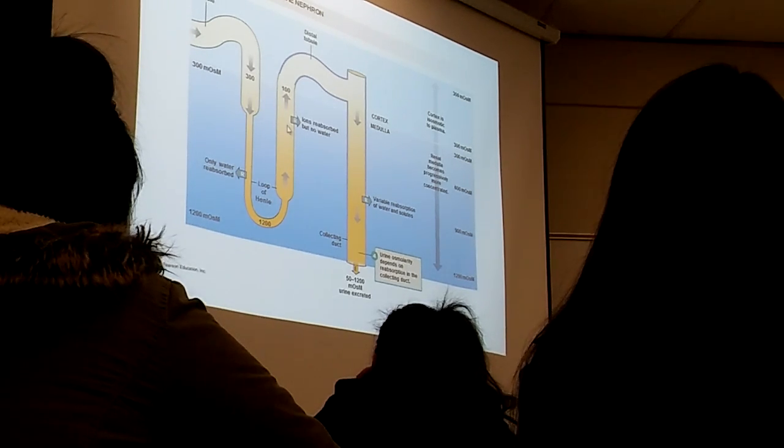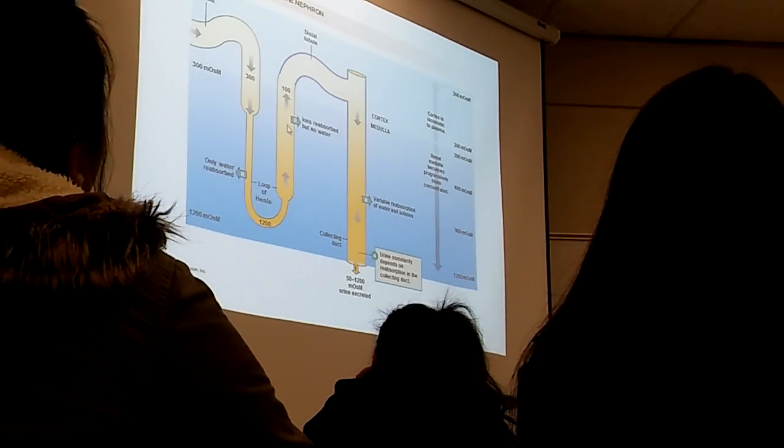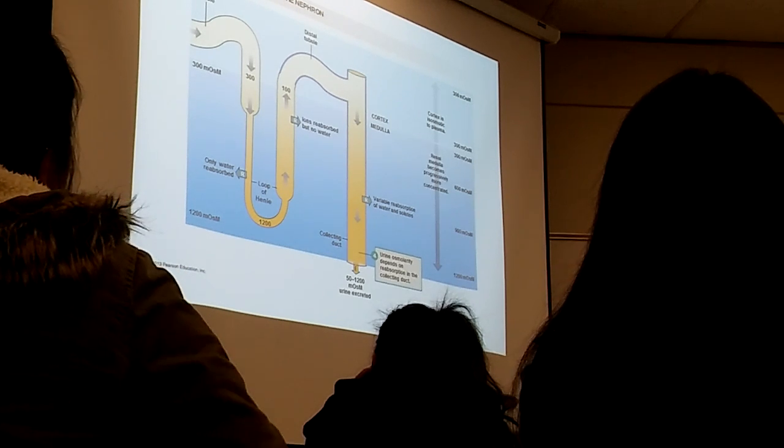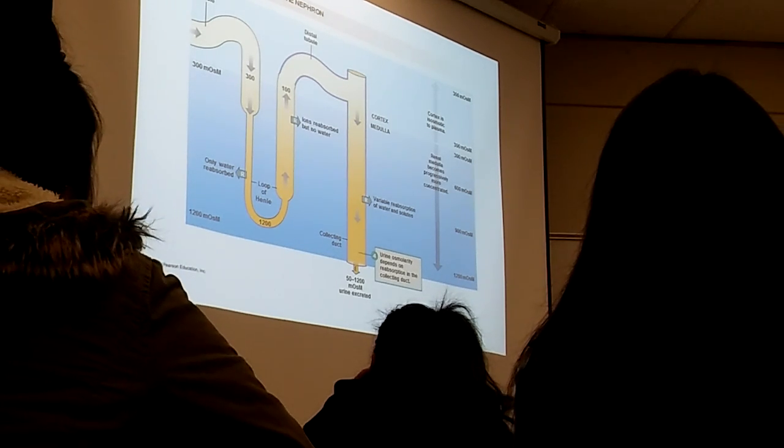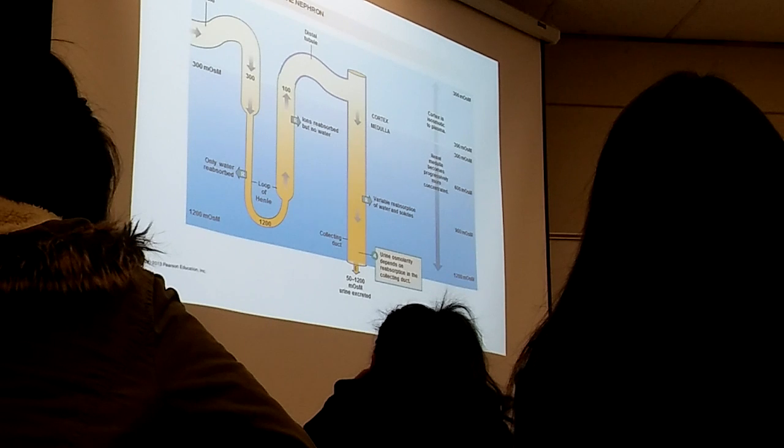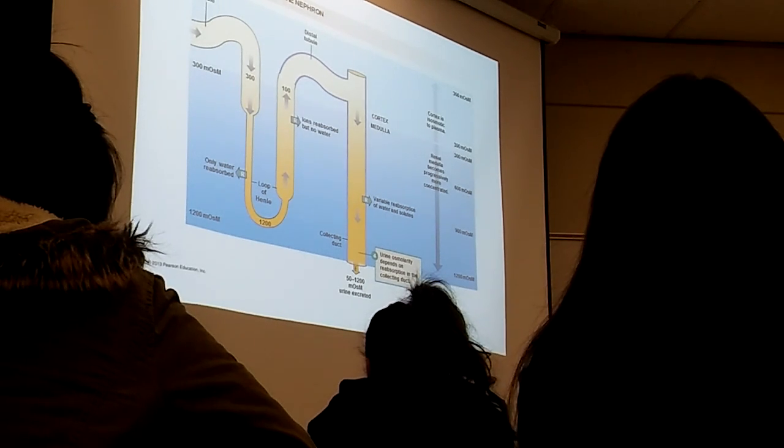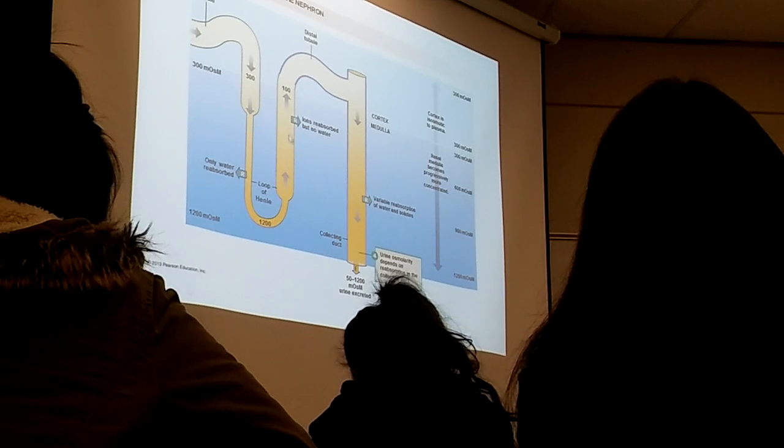So in the ascending loop of Henle, salt leaves. Salt leaves, that's right, but water cannot. There are no aquaporins. In the descending loop, the water leaves, but not the salt. Okay? And thus leaving a hypoosmotic filtrate.